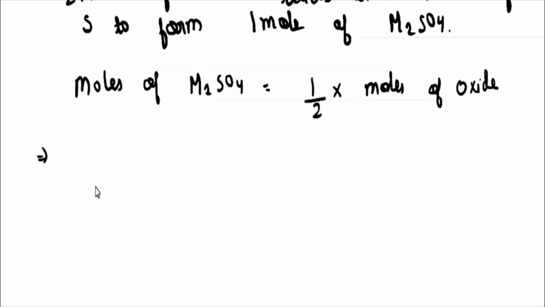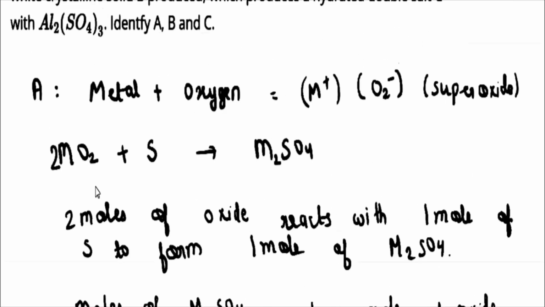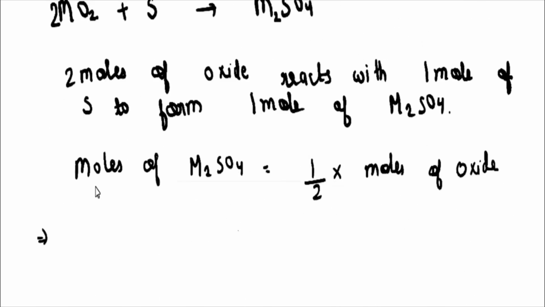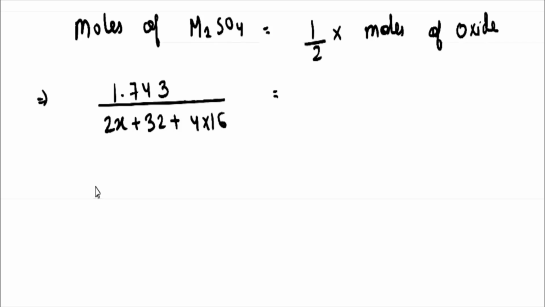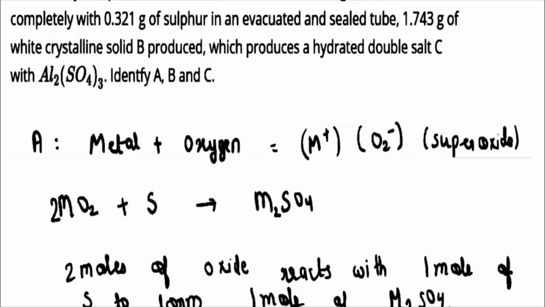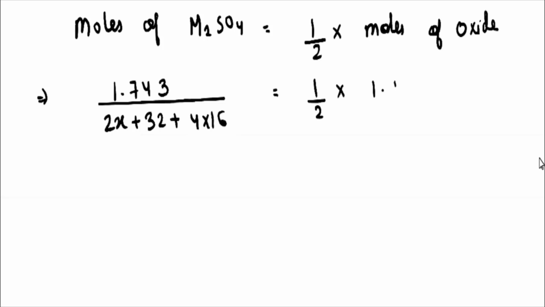Which implies the mass of sulfate given is 1.743 divided by molecular mass of sulfate. Let molar mass of element M be x, then it will become 2x plus 32 for sulfur and 4 into 16 for oxygen. It will equal half into moles of oxide. So mass of oxide is 1.422 divided by MO2, that is x plus 16 into 2.